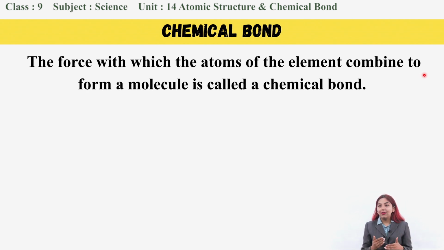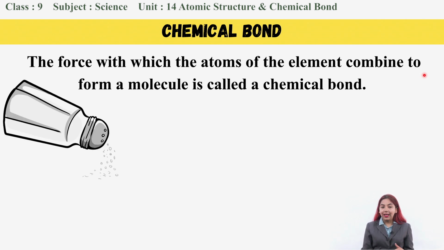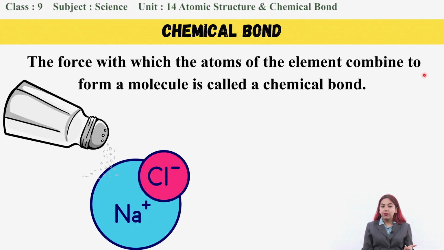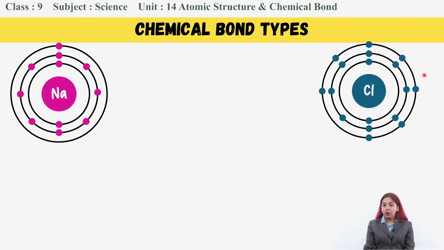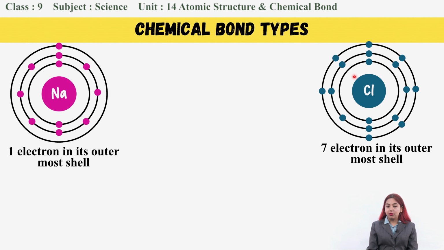Let us try to understand this chemical bond with some examples that we can see in our daily life, like salt. Salt is sodium chloride. Sodium chloride means it has sodium and chlorine atoms. The element sodium possesses 1 electron in its outermost orbit, and the element chlorine possesses 7 electrons in its outermost orbit. So for sodium to reach the duplet state, it should donate 1 electron, and for chlorine to reach the octet state, it should receive 1 electron.